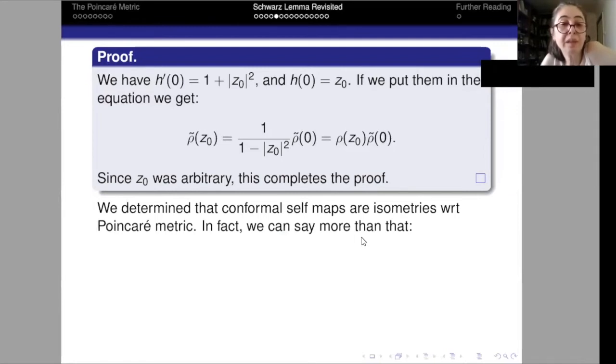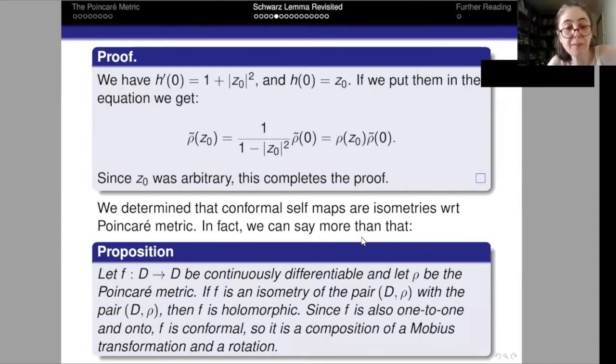So we determined that conformal maps are isometries with respect to the Poincaré metric. In fact, we can say more than that. We have this proposition, which says that if you take any continuously differentiable function f, and f is an isometry of the pair (disk, Poincaré metric) with itself, then f is actually holomorphic. Since f is also one-to-one and onto, f is conformal, so it is a composition of a Möbius transformation and a rotation.